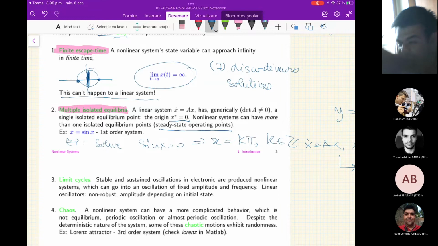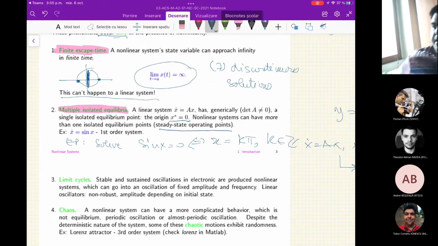Oh, right. Thanks for the emoticon, right? For the emoji.